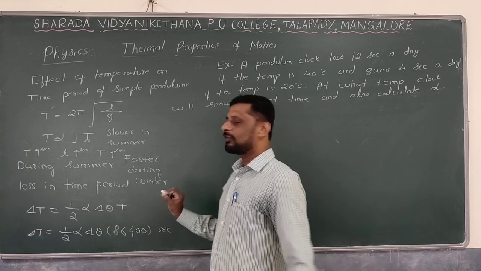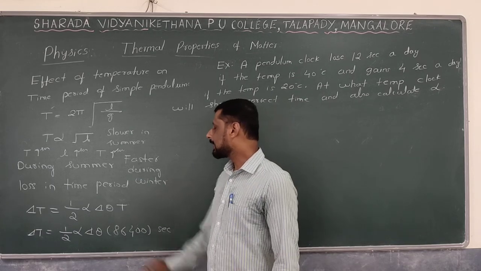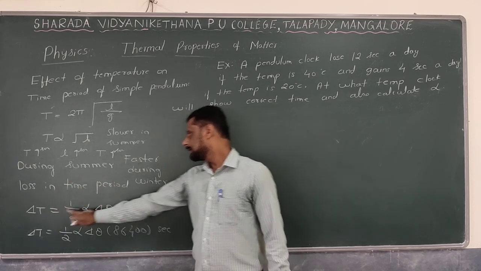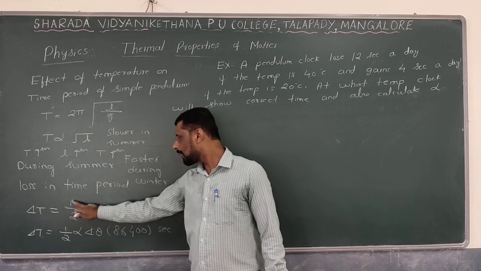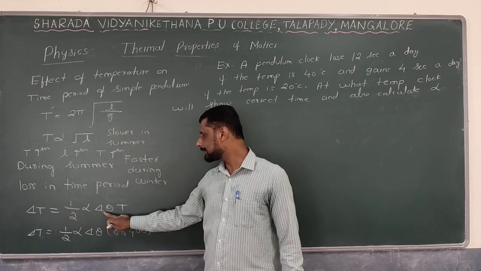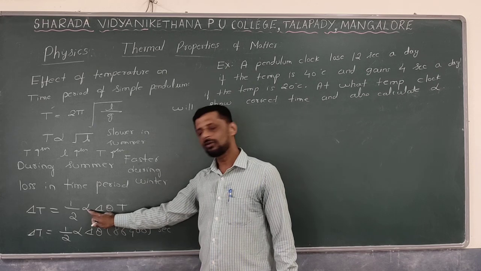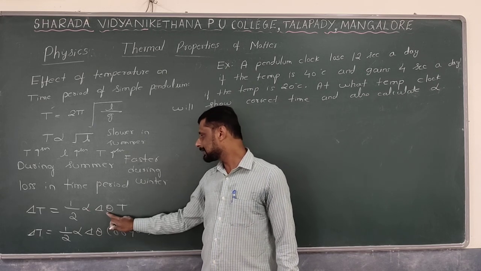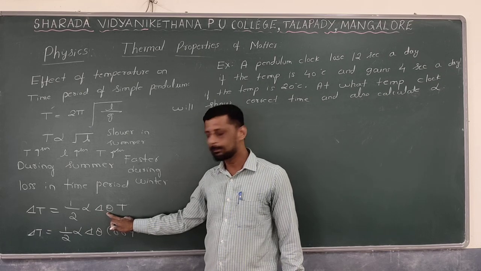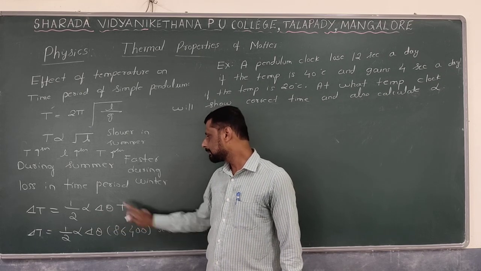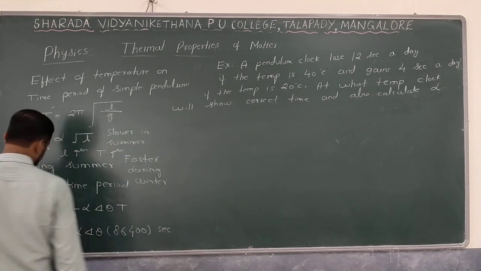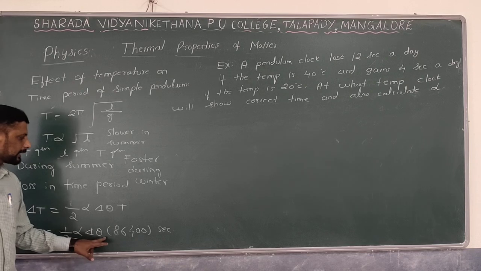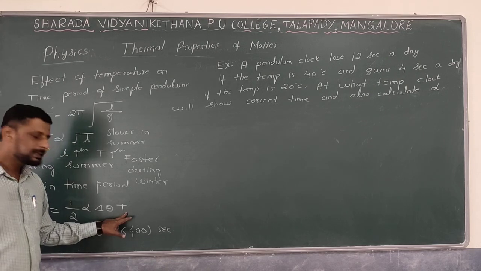So how much time will be lost during the summer? That can be calculated by using the formula for time lost: delta T is equal to half into alpha into delta theta into T, where alpha is the coefficient of linear expansion of the metal used, delta theta is the change in temperature, and T is the time. So the amount of time lost in a day is given by delta T is equal to half into alpha into delta theta. One day means how many seconds?